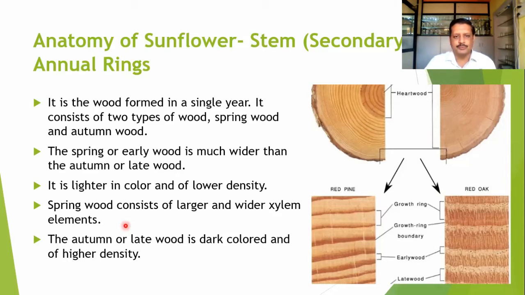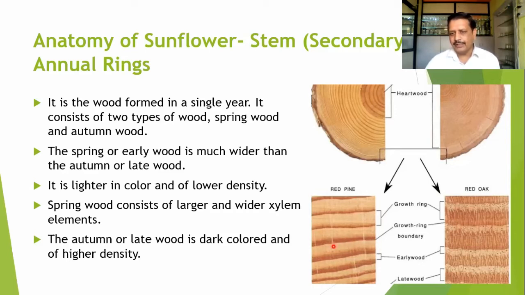The spring wood consists of the larger and wider xylem elements. Here you can find two examples, red pine and red oak. Two examples are given here. These are the growth rings. Darker lines are nothing but the growth rings, and the lighter lines are of the spring wood. Here you can actually find the development of the ring. You can count the rings here. So counting the rings is nothing but counting the age of that particular plant.